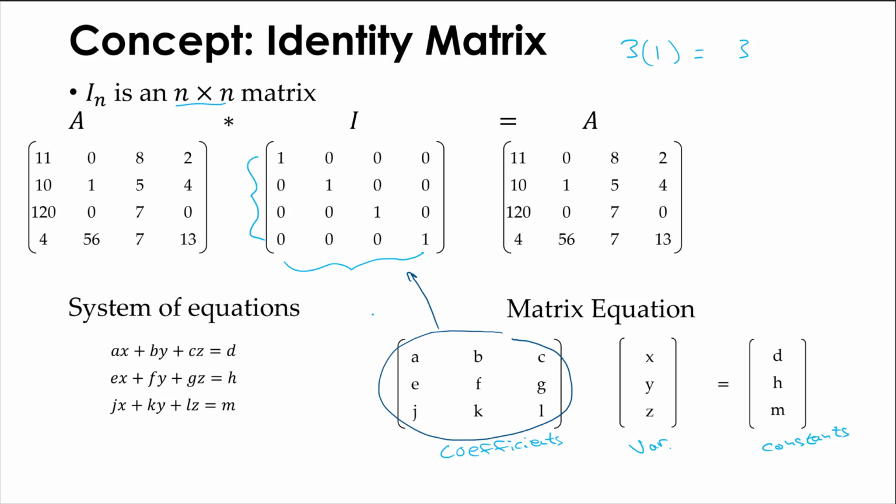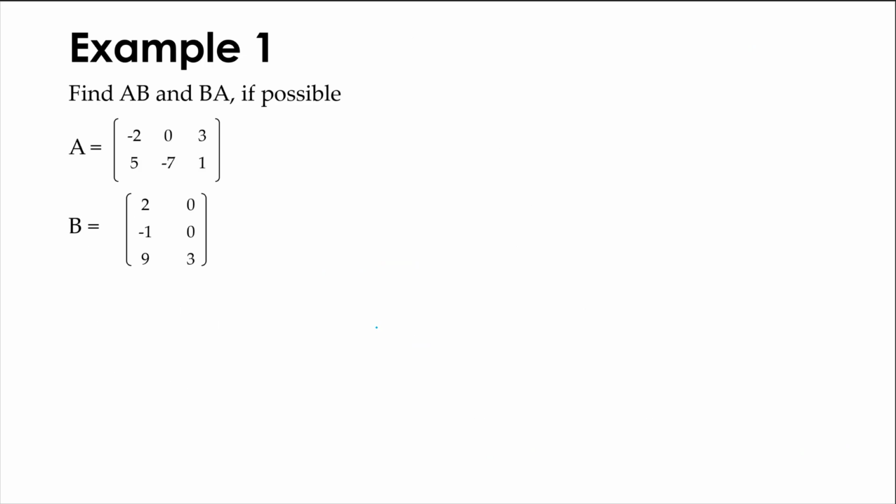Let's put all of this together with a few examples. Let's take a look at finding AB and BA if possible. It says if possible because it's very important that we check our dimensions.